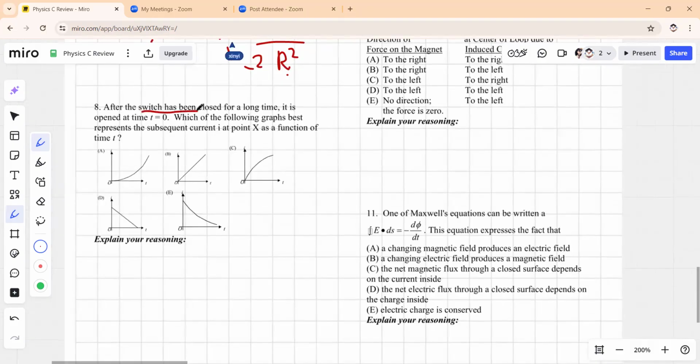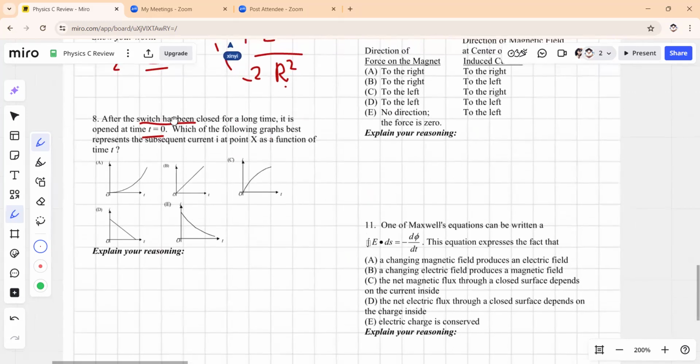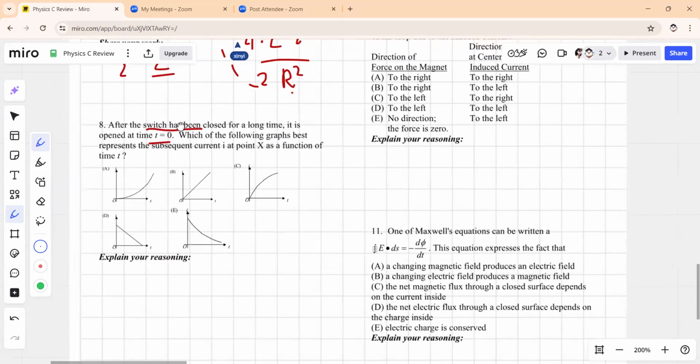As the switch has been closed for a long time, it's open at t equals 0. Hmm. That's weird. I get over 8. That can't be right.